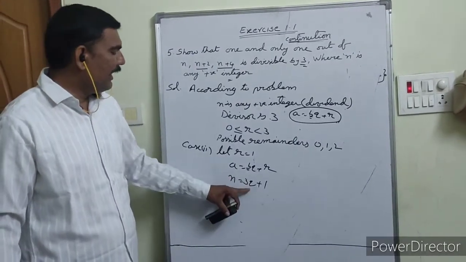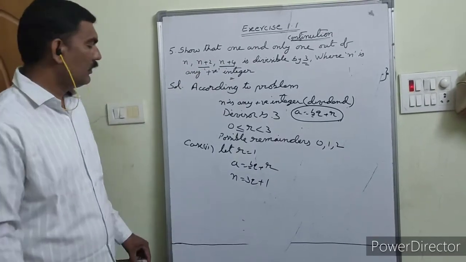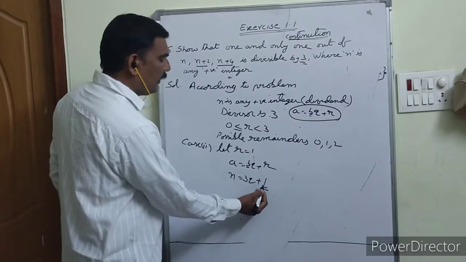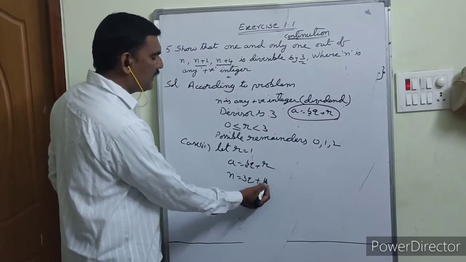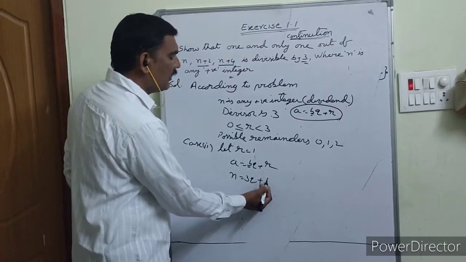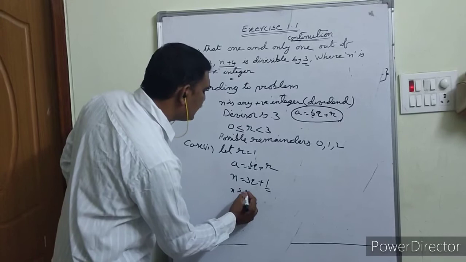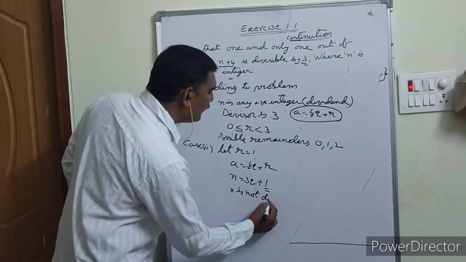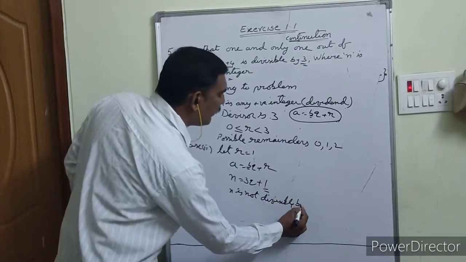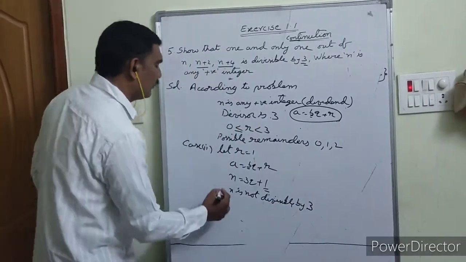So this n value we should substitute in n plus 2 and n plus 4. As you are seeing, n is equal to 3q plus 1, in place of remainder you got 1 which is less than the divisor. So remainder is not equal to 0. Therefore n is not divisible by 3.